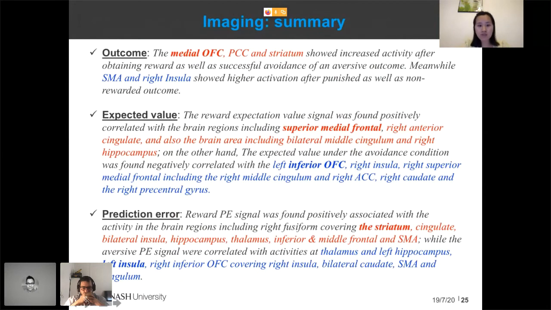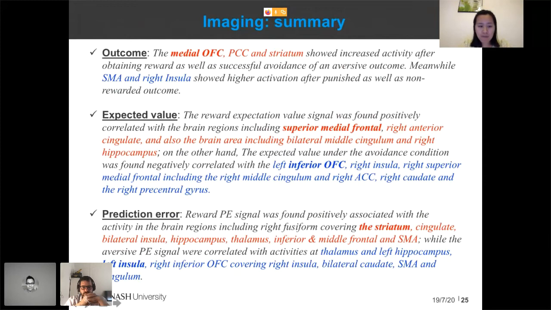While for the expected value, the reward expectation value was found to be positively associated with brain regions including superior medial frontal, right anterior cingulate, and also the medial cingulum. While the avoidance expectation value was found to be negatively associated with brain regions including the inferior orbital frontal cortex, right insula, and right superior frontal, including the right medial cingulum and right ACC.